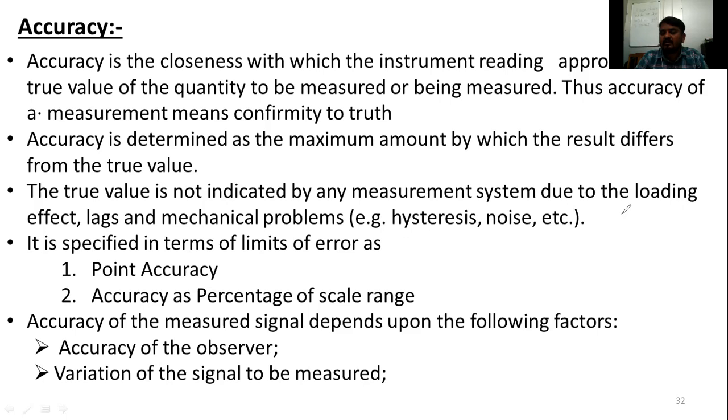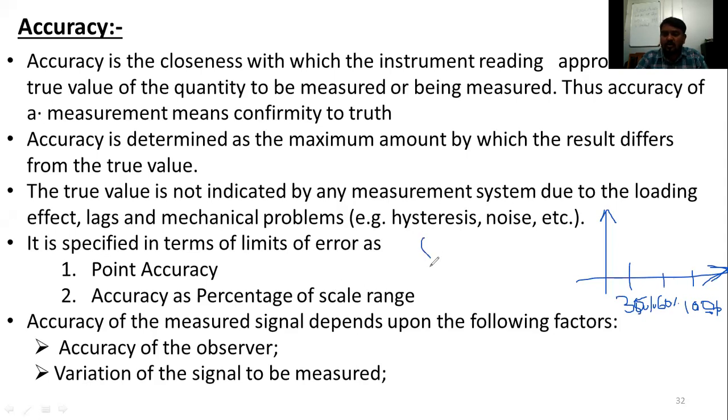Another one is accuracy as a percentage of scale. All of you are studying engineering. Considering all subjects, what is the standard maximum percentage? Maximum is 100%, right? Yes, sir. Total percentage is 100%. For passing, they have fixed 35%, or 30%. For first class, they fix 60%.